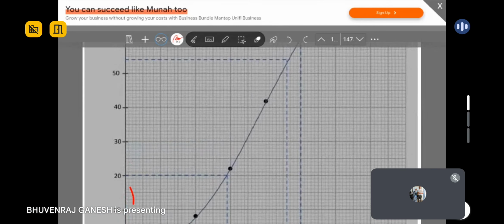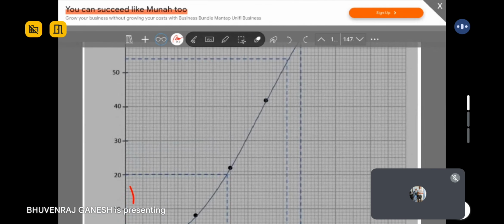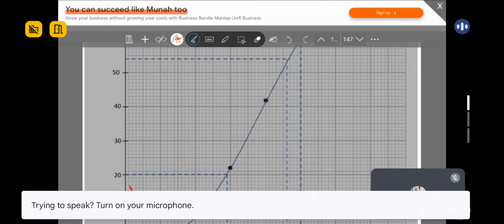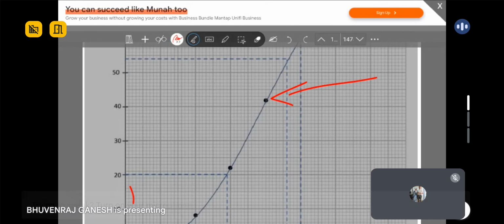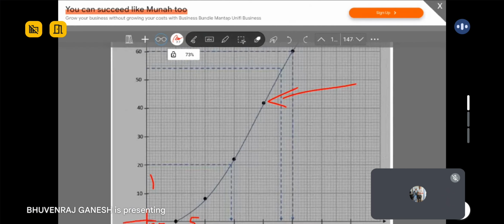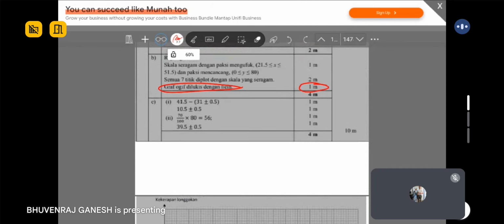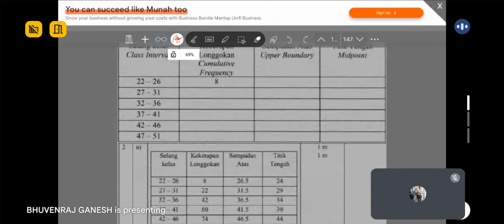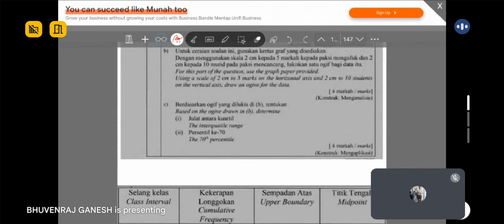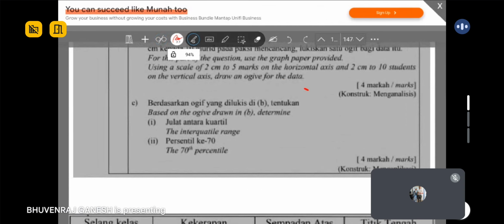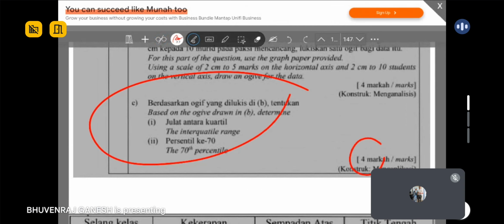Okay, and then usually you can use cross. You don't use dot, guys. Jangan guna titik untuk plot. Better use cross. Okay, because cross is easier to see compared to dot. Okay, so yeah. Okay, guys, for part C is usually based on your ogive. So make sure your ogive is accurate so that you can score these 4 marks.